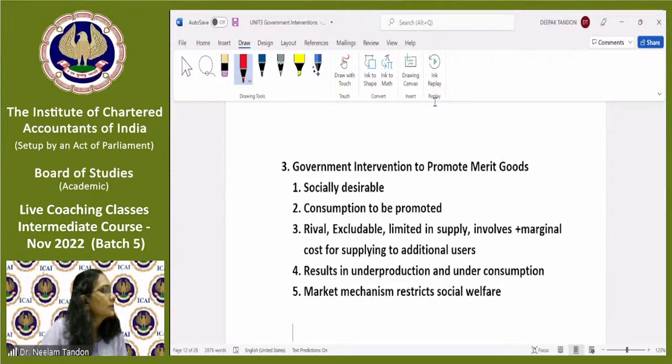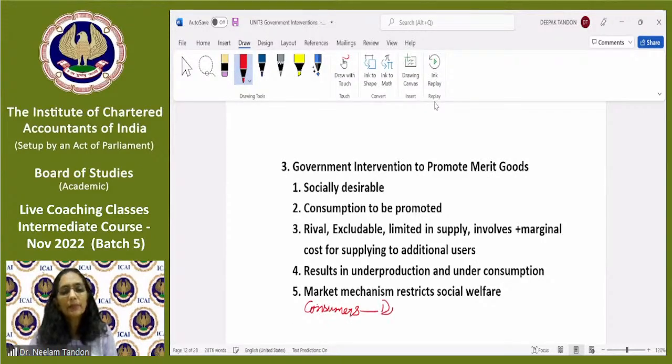Fifth point: market mechanism restricts social welfare. What is market mechanism? Market mechanism is a game of price and demand. Those consumers who create demand, they can pay the price for it, and only to them will education be given.